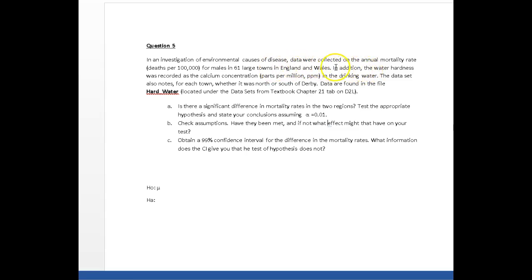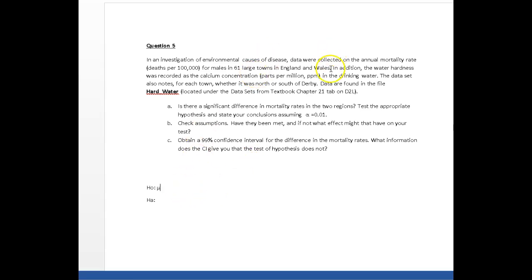They're also telling us that in this file there's information on water hardness, but the water hardness has nothing to do with question A. We're simply being asked, is there a difference in mortality rates? Test the appropriate hypothesis, check assumptions and get a confidence interval, and then we're asked what information the confidence interval gives you that the test of hypothesis does not.